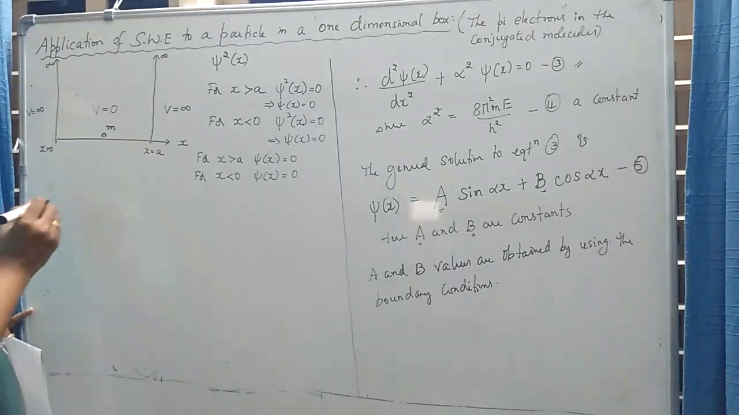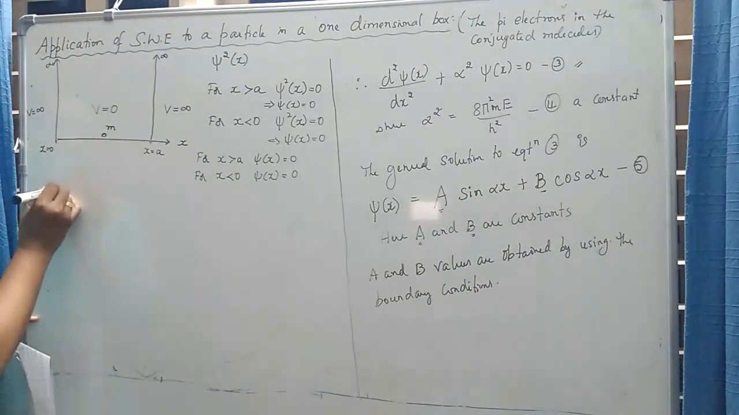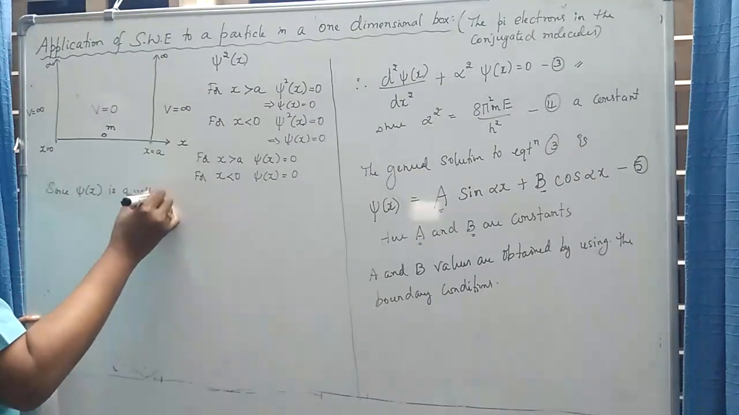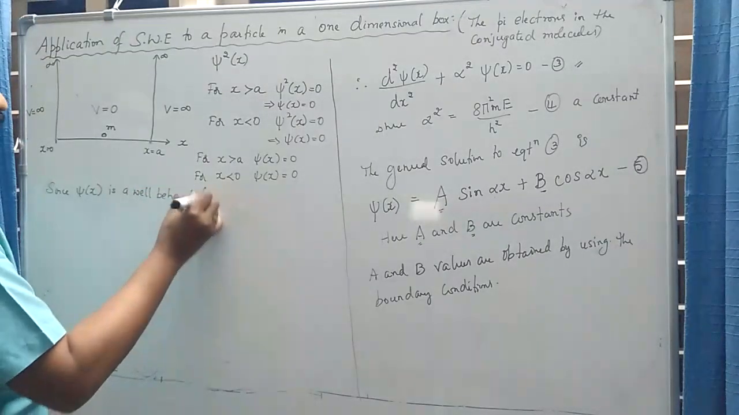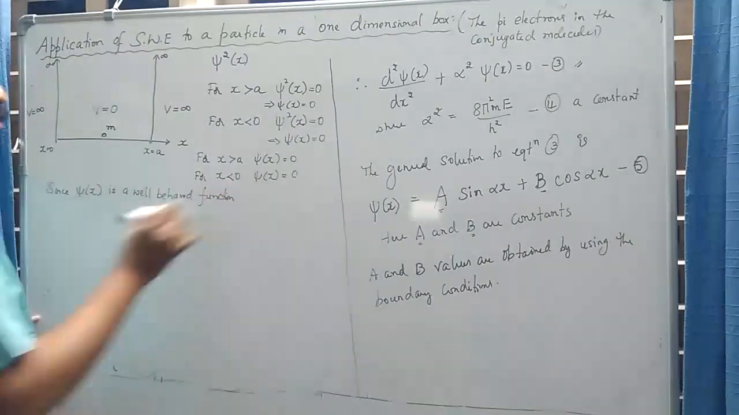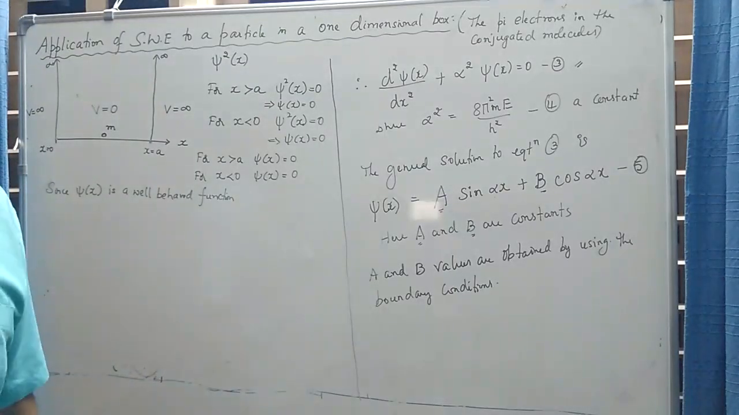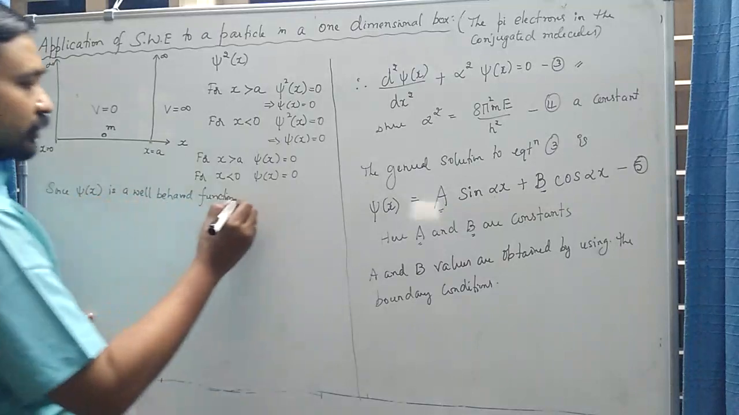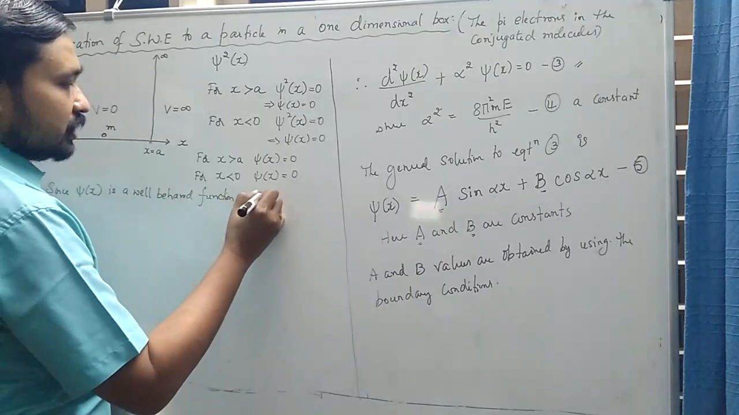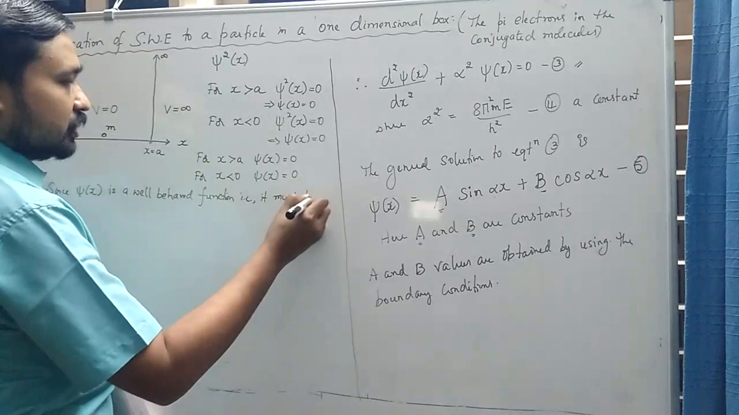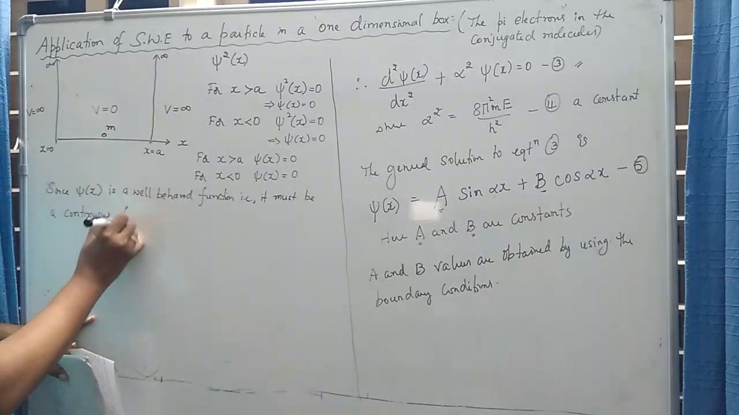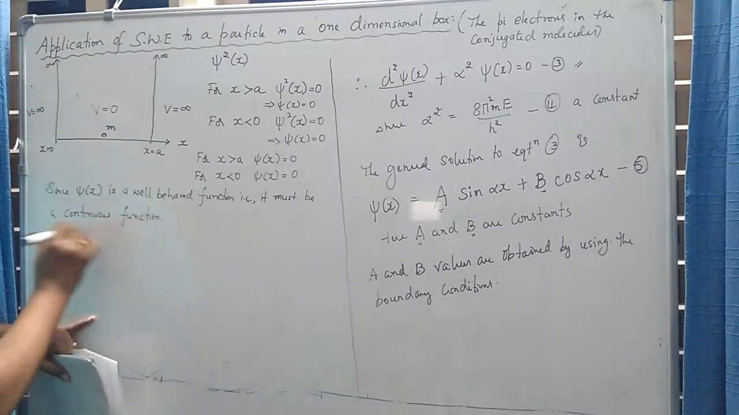Now we are using a condition that since psi of x is a well behaved function, I already told you we only use well behaved functions in quantum mechanics. What do you mean by a well behaved function? It should be finite, single valued, continuous and normalized. So since psi of x is a well behaved function, it must be a continuous function.